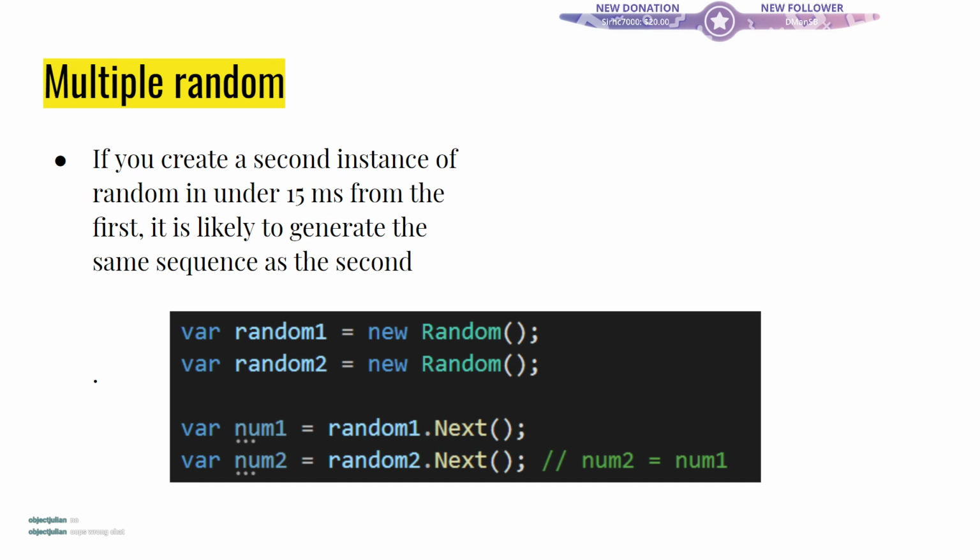And for this reason, if I create a new instance of random multiple times in under 50 milliseconds, that will actually produce the same sequences of random numbers. It is not guaranteed to produce the same sequences, but it is very likely that it will happen.